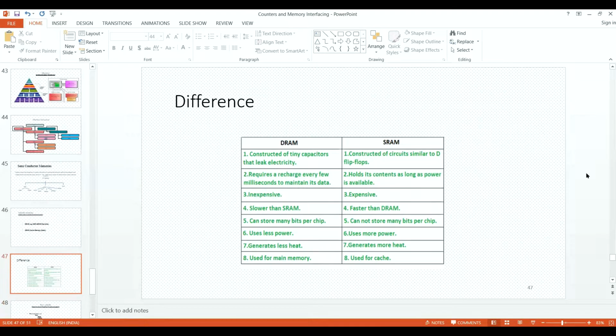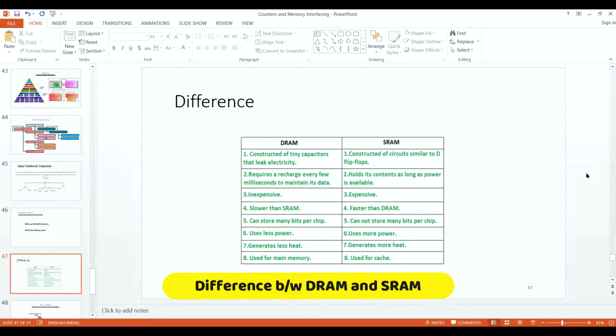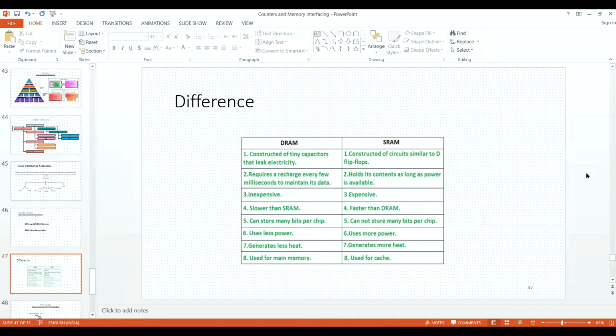So what is the difference between DRAM and SRAM? See, DRAM consists of tiny capacitors that leak electricity, but in SRAM we are using flip-flops. That is very, very important. In SRAM we are using D flip-flops, which you also incorporate in traffic lights. DRAM needs refreshing every few milliseconds, but SRAM holds its data constant as long as the power is available. Now I think you got your answer.